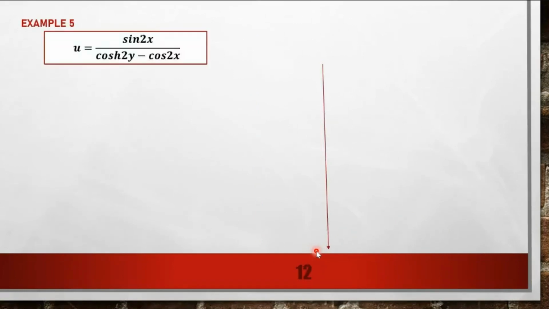Next question. U is equal to sin x upon cos h2y minus cos 2x. समझ में आ रहा है ना ये वाला मेथड, all of you? Derivative has to be written correctly. Put x is equal to z, y equal to 0. Substitute in f dash of z.